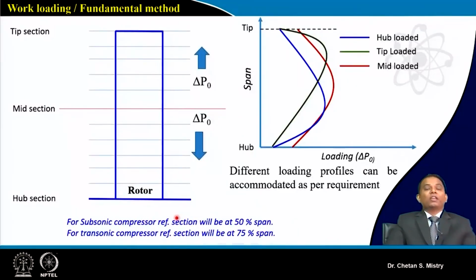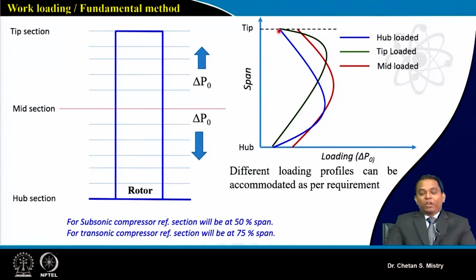Okay, so here is what we were discussing. At the mid station, what pressure rise I am expecting will give me an idea of what delta P0 I will assume at the mid station. Accordingly, I will vary my delta P0 from the mid station to the hub section, and from the mid section to my tip section. In this case, you have flexibility in the design. So here you can see how you can assume your delta P0.